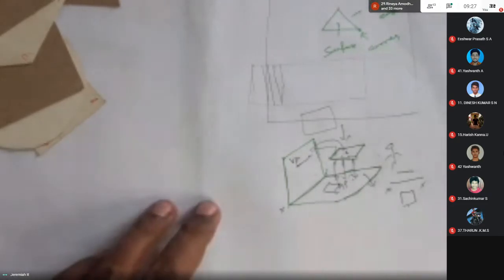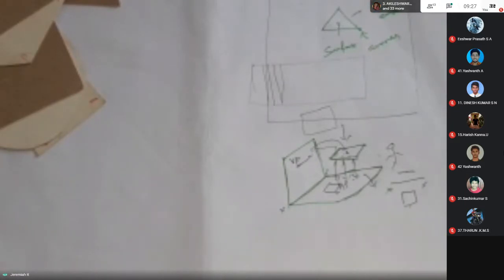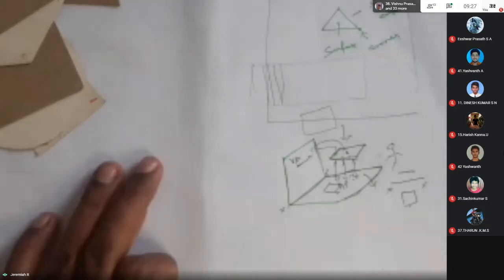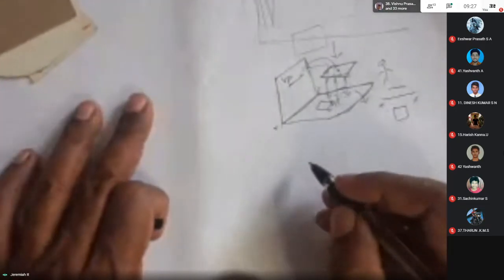Case number 2. Note this. Within case number 1, perpendicular plane, subheading A is perpendicular to VP and parallel to the horizontal plane. Next, subheading B: perpendicular to HP and parallel to VP. Perpendicular to the horizontal plane and parallel to the vertical plane.